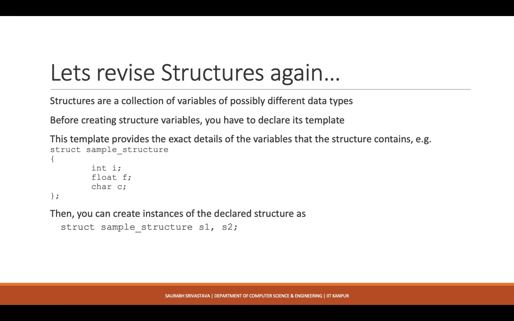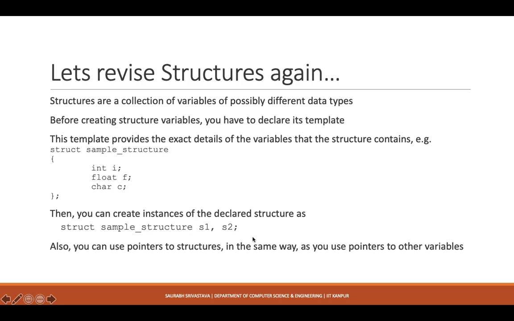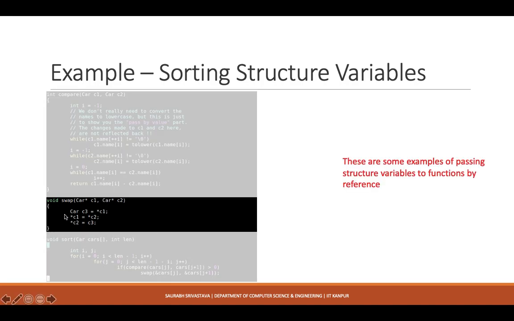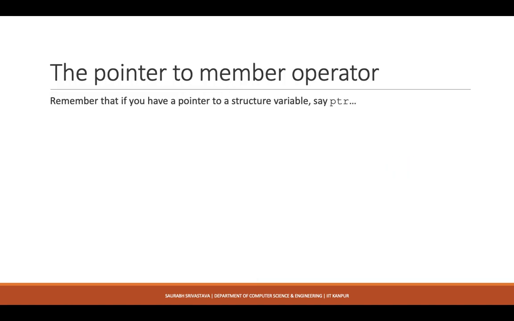Then you can create instances of this declared structure as something like this, right? Struct sample_structure s1, s2. Also, you can use pointers to structures pretty much in the same way as you do for other variables. Something like this. This is an example of passing structure variables to a function by reference. I have c1 and c2 being pointers to the structure car, and this is essentially the same asterisk ptr syntax that we've been using for other variables.